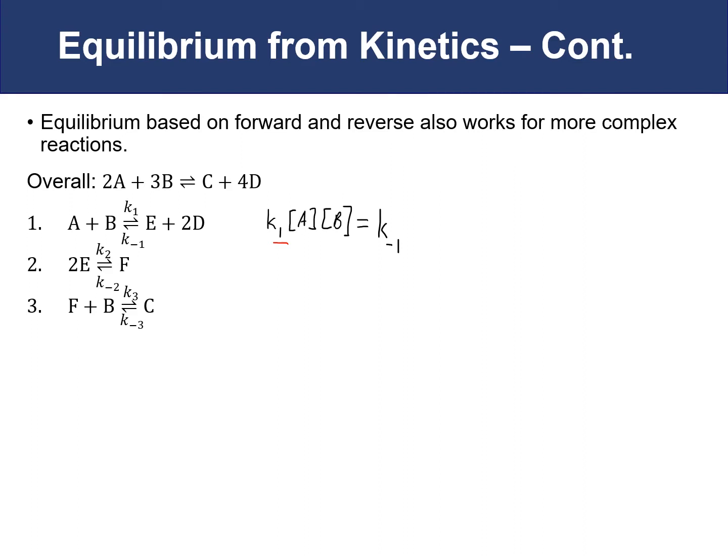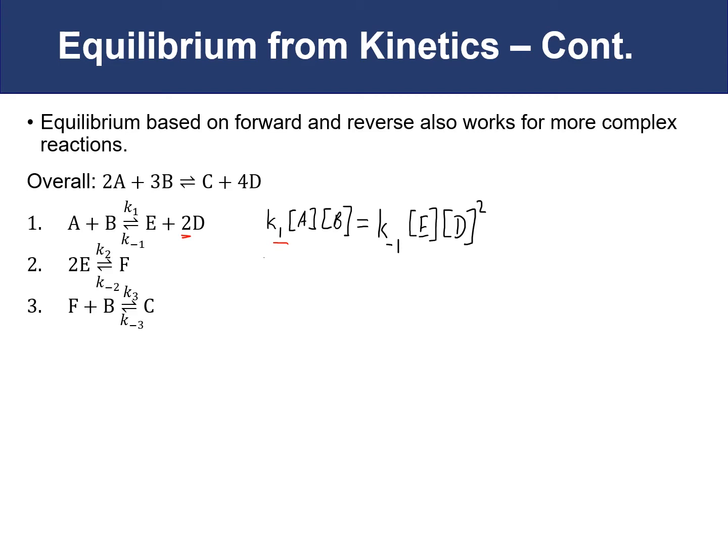So the reverse would be K minus 1 times the concentration of E times the concentration of D squared, right? And the reason we're squaring the second one is because there's a 2 here for the D. Now, previously when we had been talking about rate constants, we had said that for elementary steps only, we can take the coefficients in front and use those as the exponents for that individual process. We are doing the same thing here.